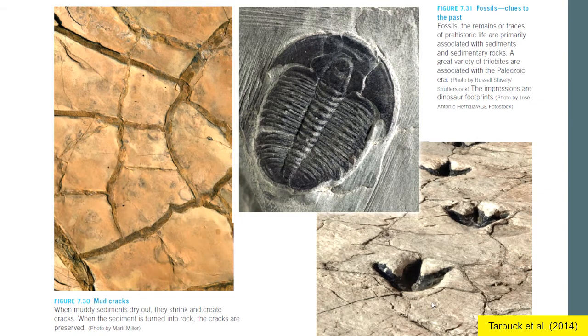Note that when muddy sediments dry out, they shrink and create cracks. When sediment is turned into rock, the cracks are preserved. So it's possible that the cracking happened millions of years ago, and then it was layered again, but by this time with a different type of sedimentary rock. So you can see the outline of the cracks preserved neatly in this image.